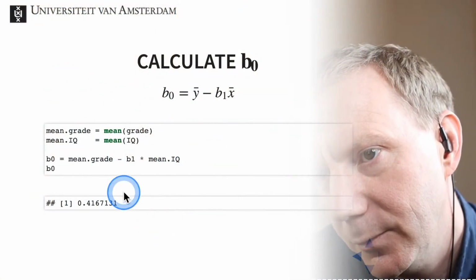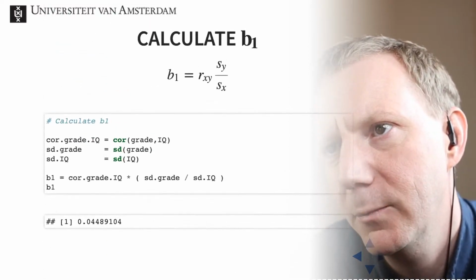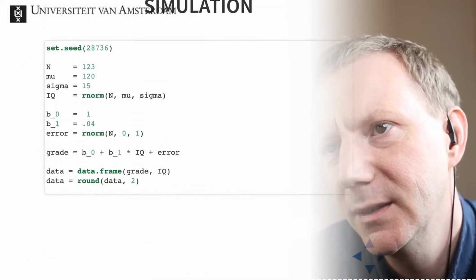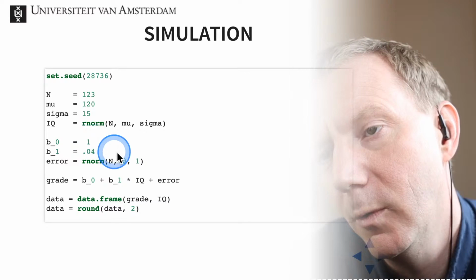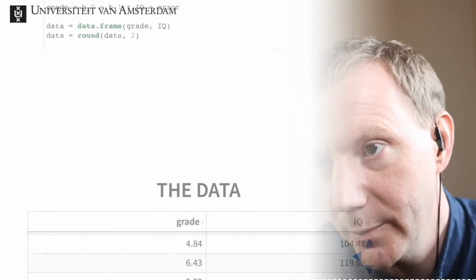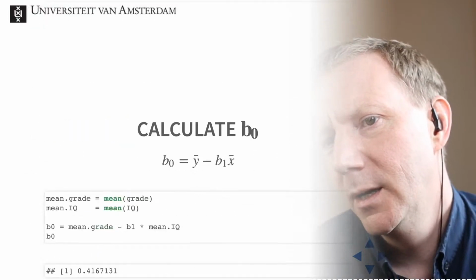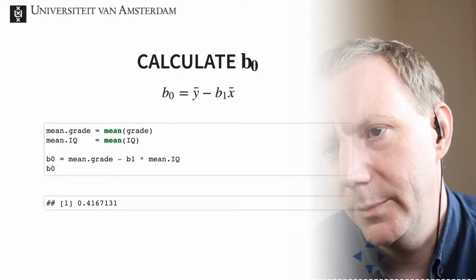So if we've done that, we find that it's 0.41. Was that what we put in here? Let's see. B0, that's a bit off because we put in 1. So that happens with simulation, where you introduce randomness. So our model is able to recover our B0.